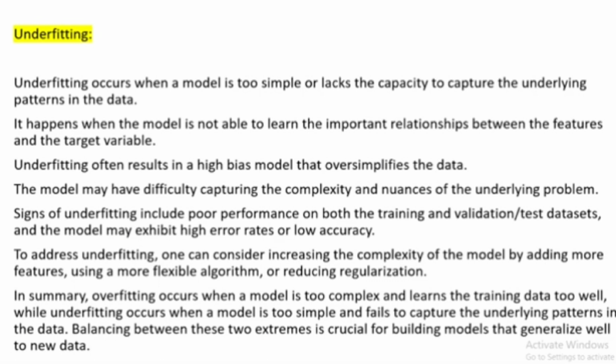To address underfitting, one can consider increasing the complexity of the model by adding more features, using a more flexible algorithm, or reducing the regularization. In summary, overfitting occurs when a model is too complex and learns the training data too well, while underfitting occurs when a model is too simple and fails to capture the underlying pattern in the data. Balancing between these two extremes is crucial for building models that generalize well to new data.